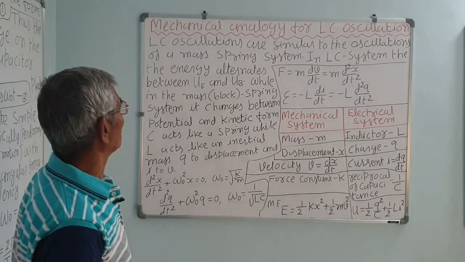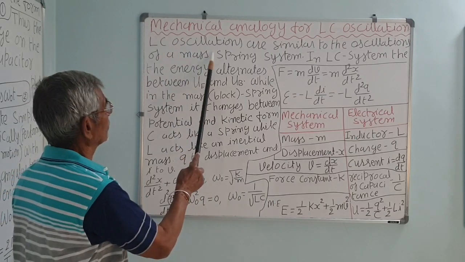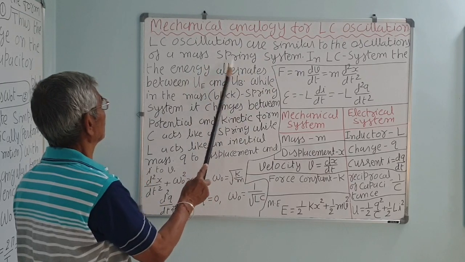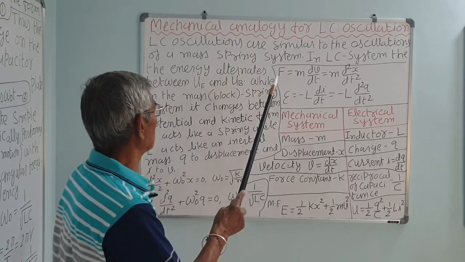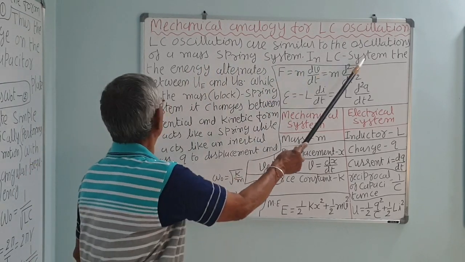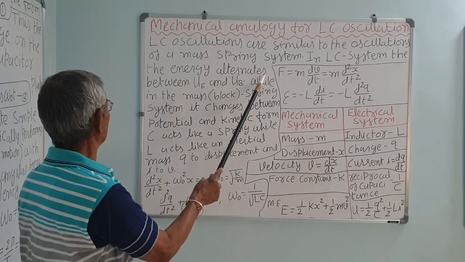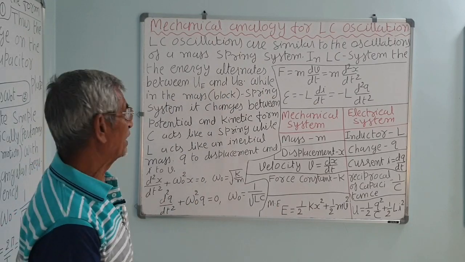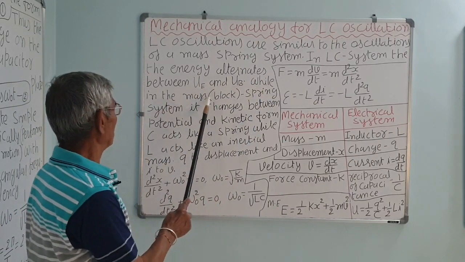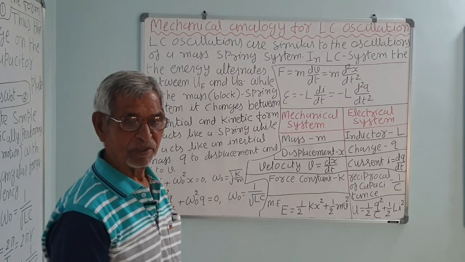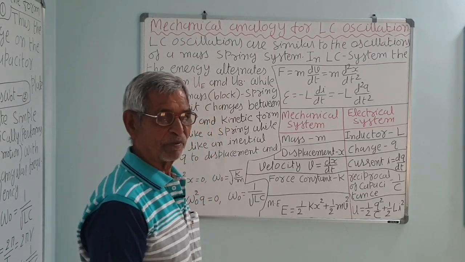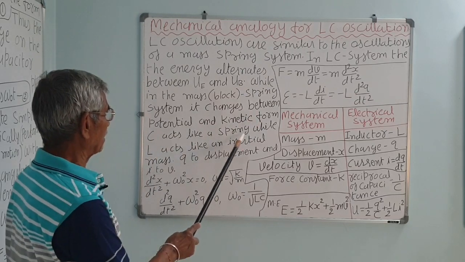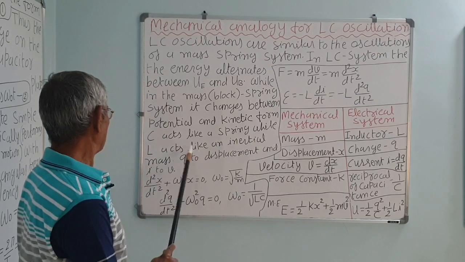Mechanical analog of LC oscillation. The LC oscillations are similar to the oscillation of a mass spring system, that is a block attached to a spring. In the LC system, the energy alternates between the electrical energy UE and the magnetic energy UB, while in the mass spring system, the energy transfers between potential and kinetic form. C acts like the spring, while L acts like the mass, the inductor.